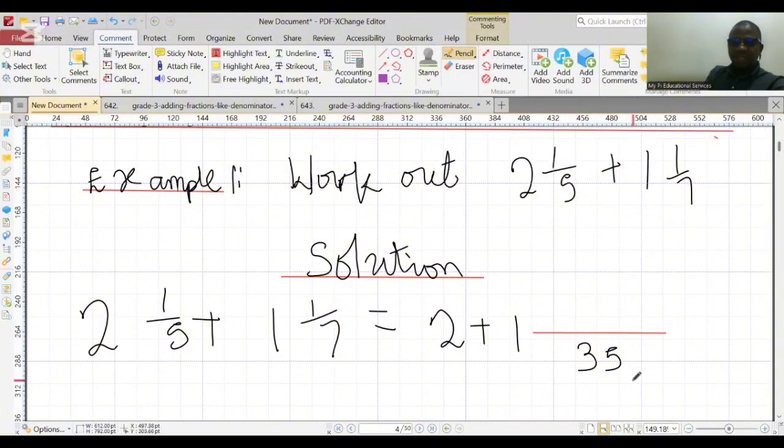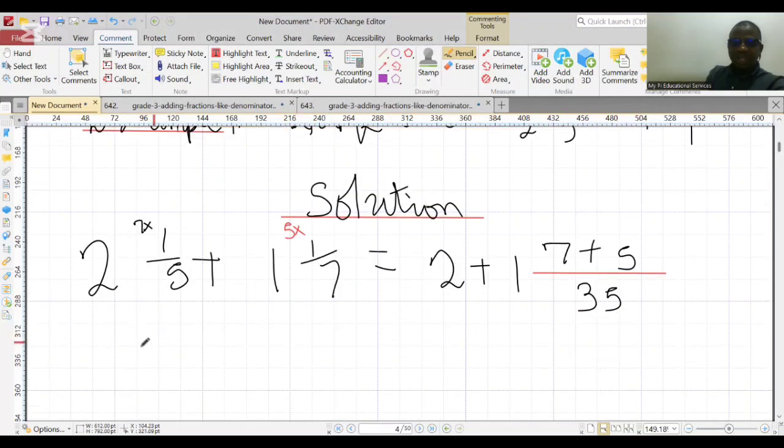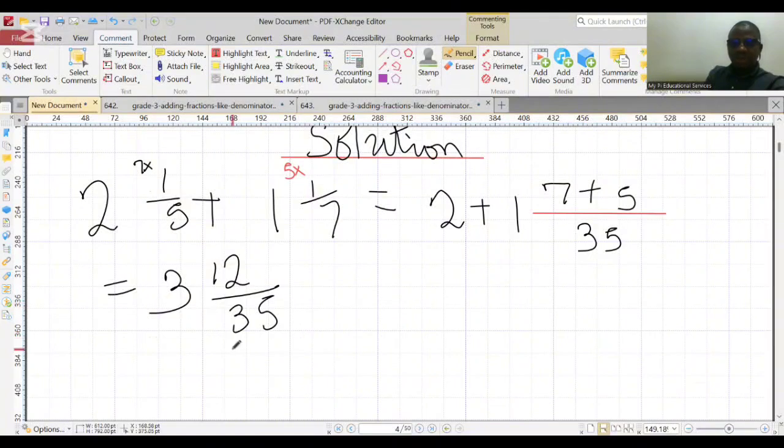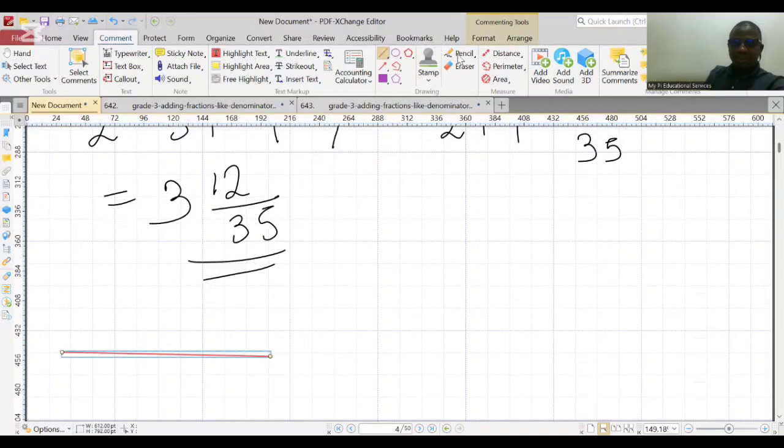Of course, the next thing is 35 divided by 5, that will be 7, then 7 times 1. Also, 35 divided by 7 is 5, then 5 times 1. Then 7 times 1 will give you 7, plus 5 times 1, that will give you 5. And finally, we have 2 plus 1, that will be 3. And 7 plus 5 will give us 12 out of 35. So this cannot be simplified any further. So the answer is 3 whole number, 12 out of 35. So that is it. Let's take a look at another example. Example 2.